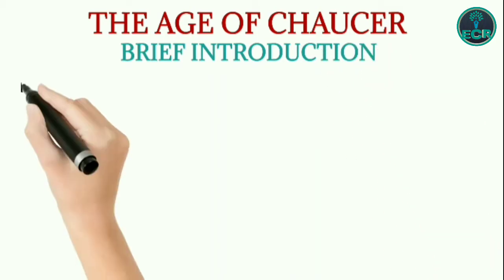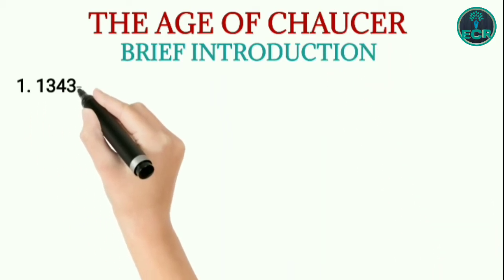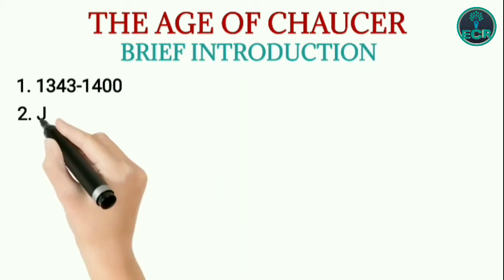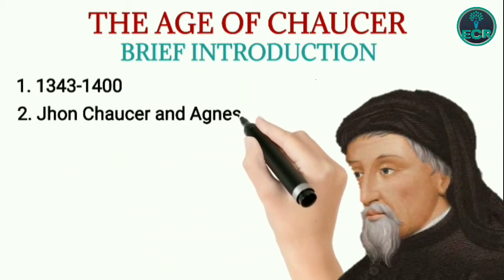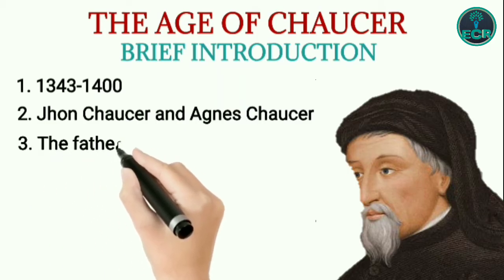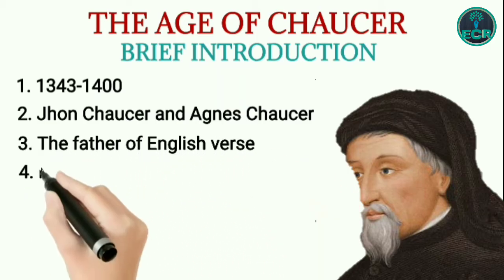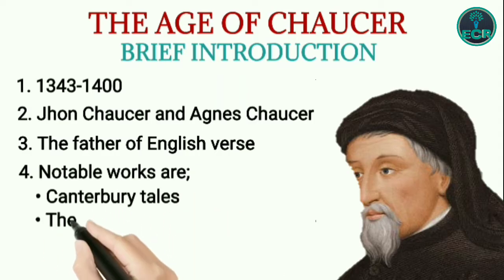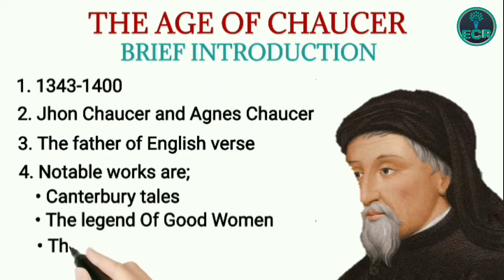He is believed to be born in 1343 and died at the end of the 14th century. He was the son of John Chaucer and Agnes Chaucer. He is known as the father of English verse. Some of his notable works are Canterbury Tales, The Legend of Good Women, The House of Fame.